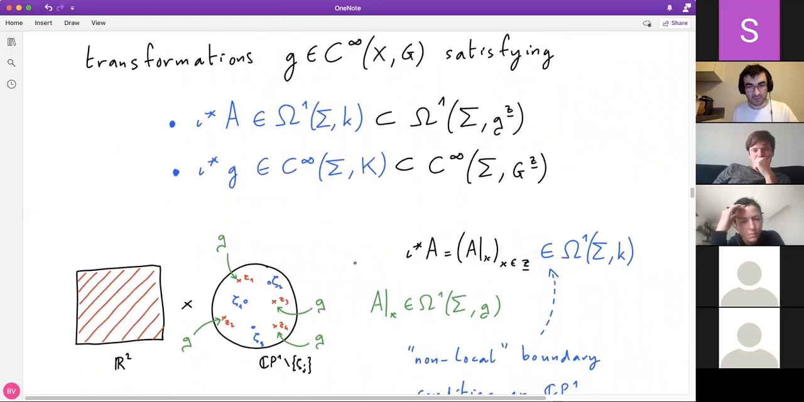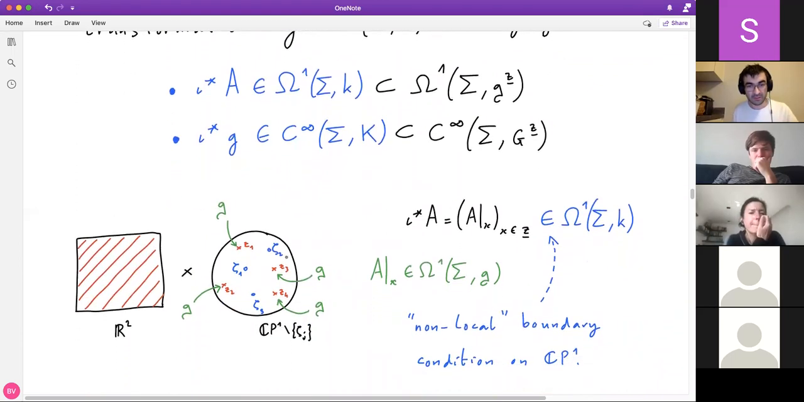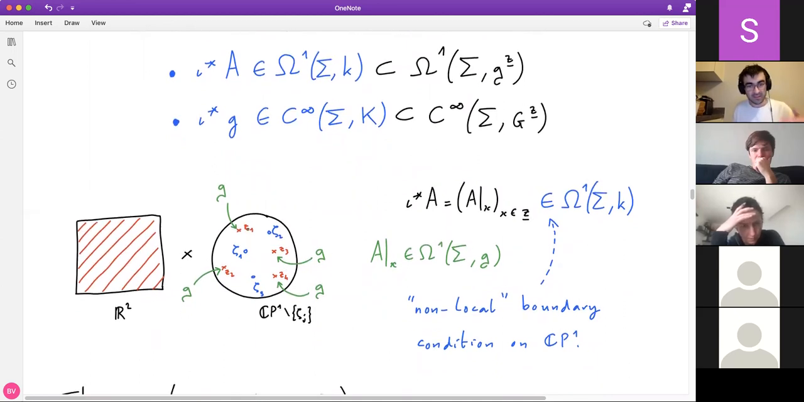It's important to emphasize that this boundary condition is actually non-local on CP1. If you think about the gauge field, you're pulling it back to the surface defect, but the surface defect is multiple copies of sigma at different points zi. We're basically imposing one condition on all of these values of the gauge field at these different points. So this is non-local on CP1 because it depends on the value of the gauge field at these different points. We're requiring that this collection of fields takes values not in GZ, but in this isotropic subalgebra.